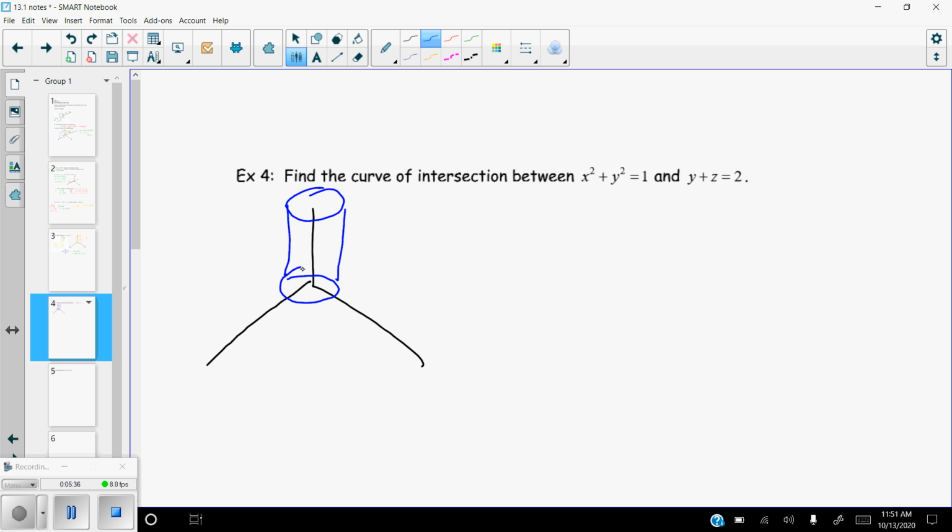Okay, not horrible. Then we've got this plane, y plus z equals 2. I know it's a plane because everything is just raised to the first power. So if I wanted to graph this, the best thing to do would probably be to solve it for z. So we get that z equals 2 minus y. Let's go ahead and sketch what that one looks like.